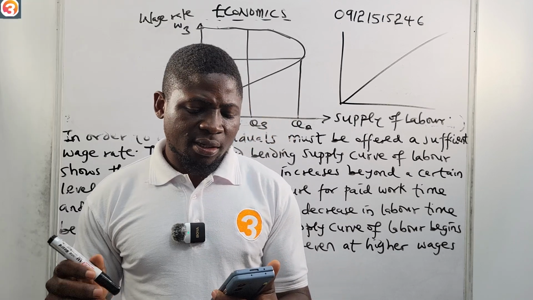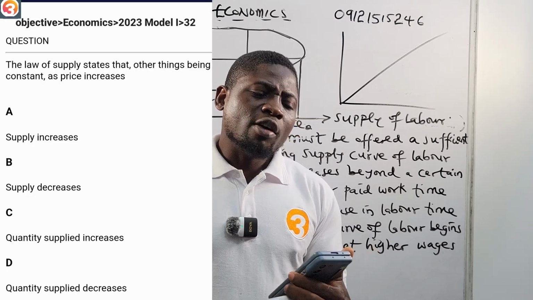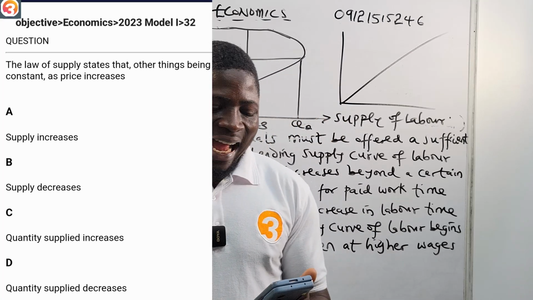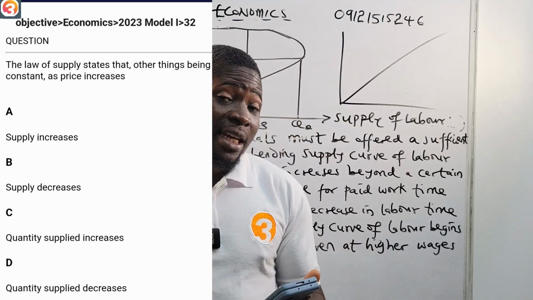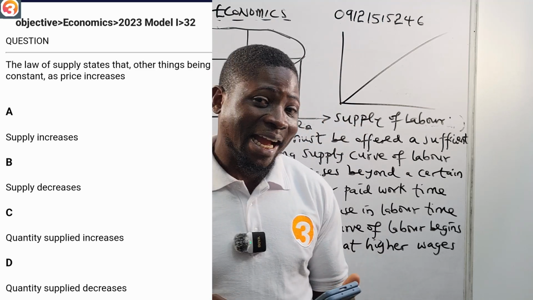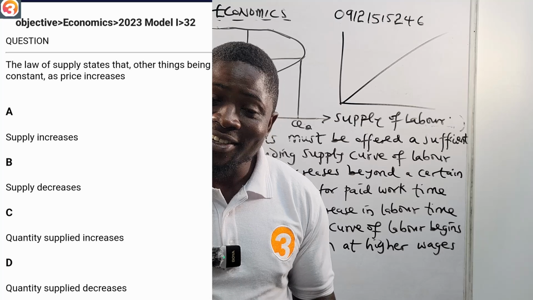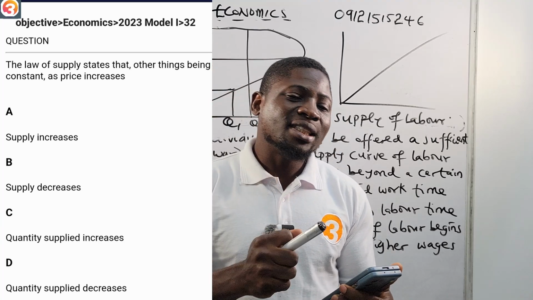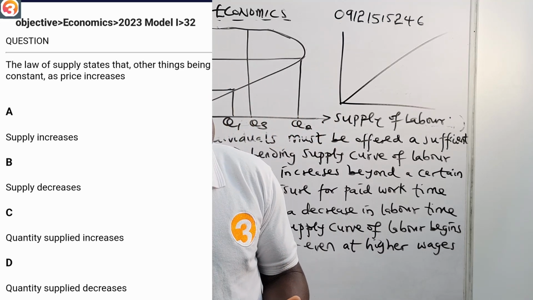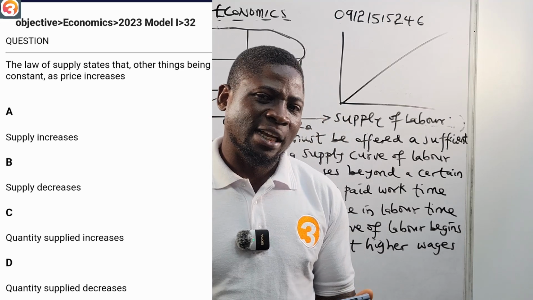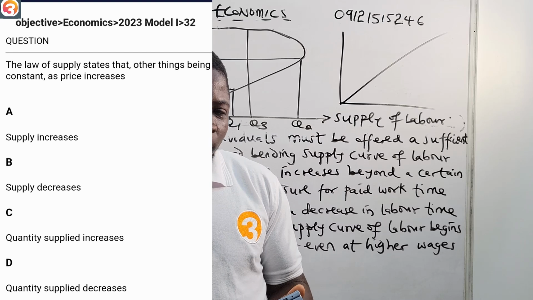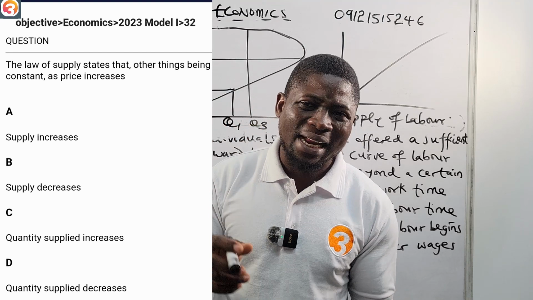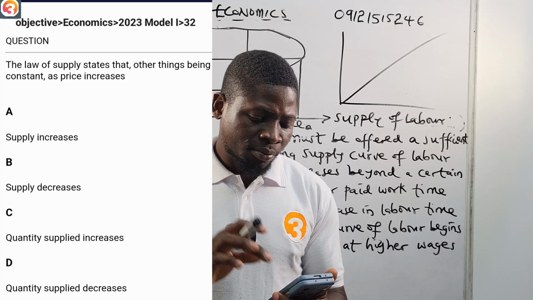Let us see 2023 number 32. They say the law of supply states that, other things being constant, ceteris paribus, as price increases, supply increases. Someone will choose that and then you will be in problem. B says supply decreases. C says quantity supplied increases, which seems to be the most correct answer. It's quantity supplied, not just supply. D says quantity supplied decreases. Correct answer is option C.